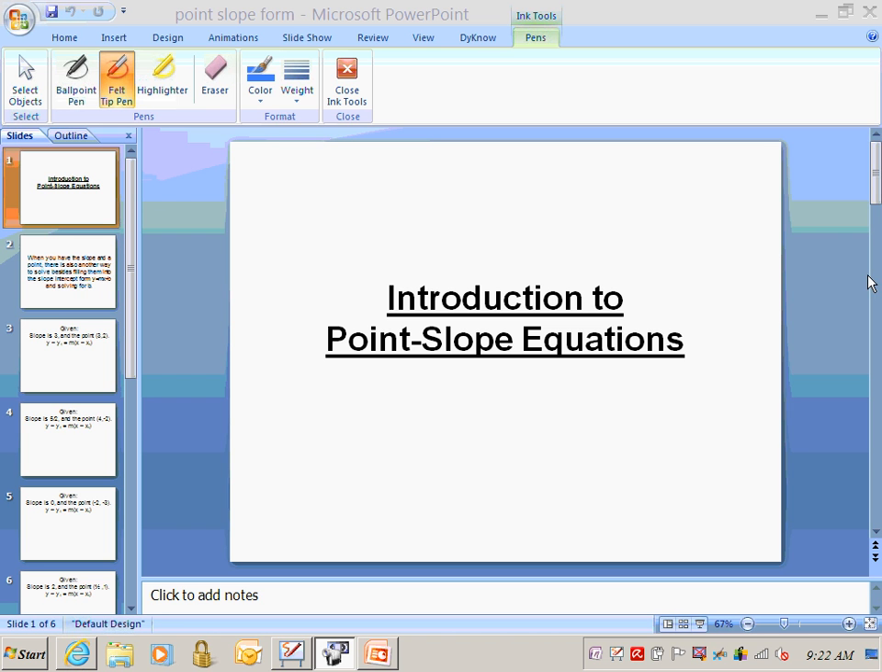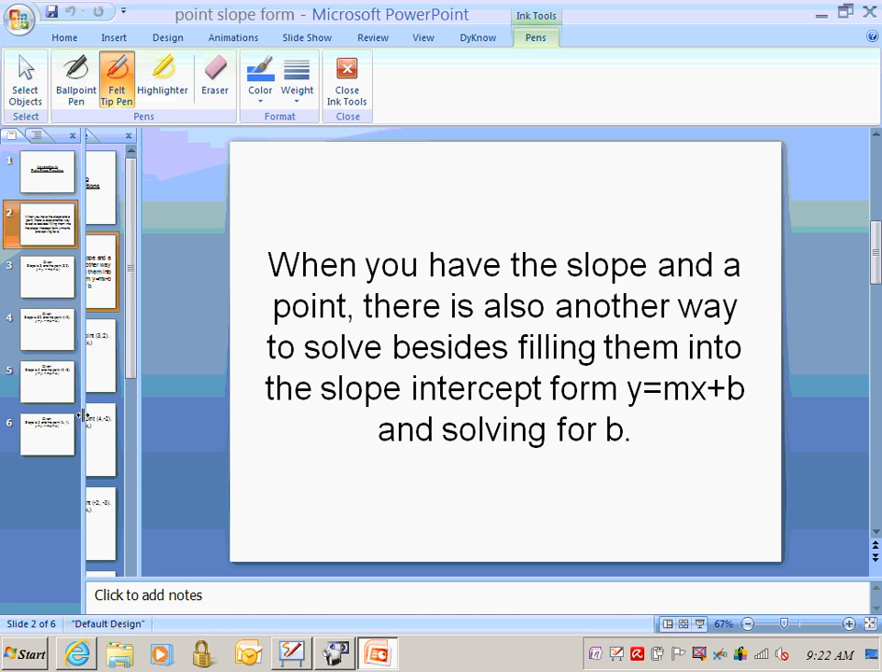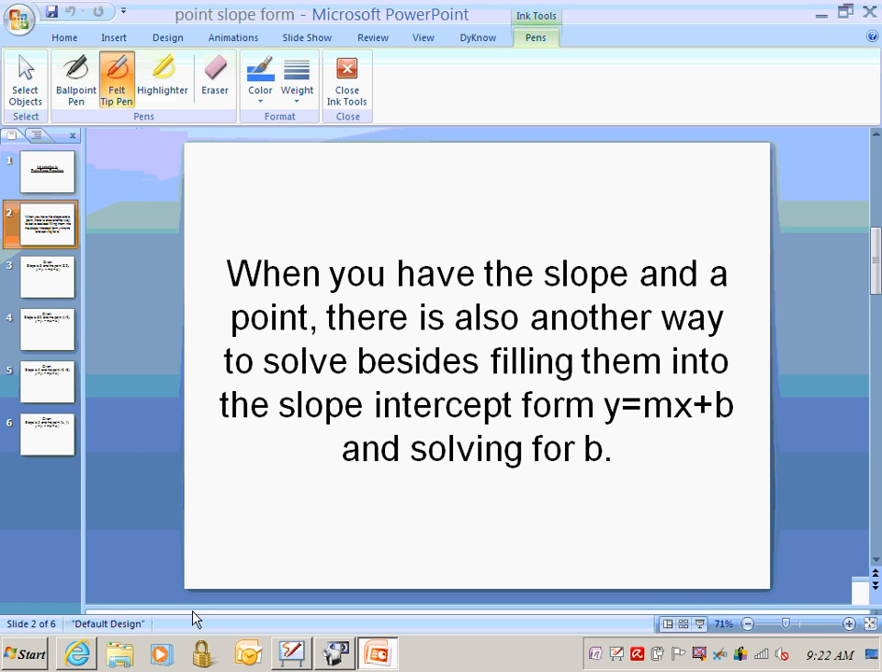Okay, we're going to go over introduction to point slope equations. Basically, this is when you have the slope and a point, and there is also another way to solve besides filling them in to slope intercept form, which is y equals mx plus b. Okay, when we have y equals mx plus b, m was our slope, right? b was our y-intercept.